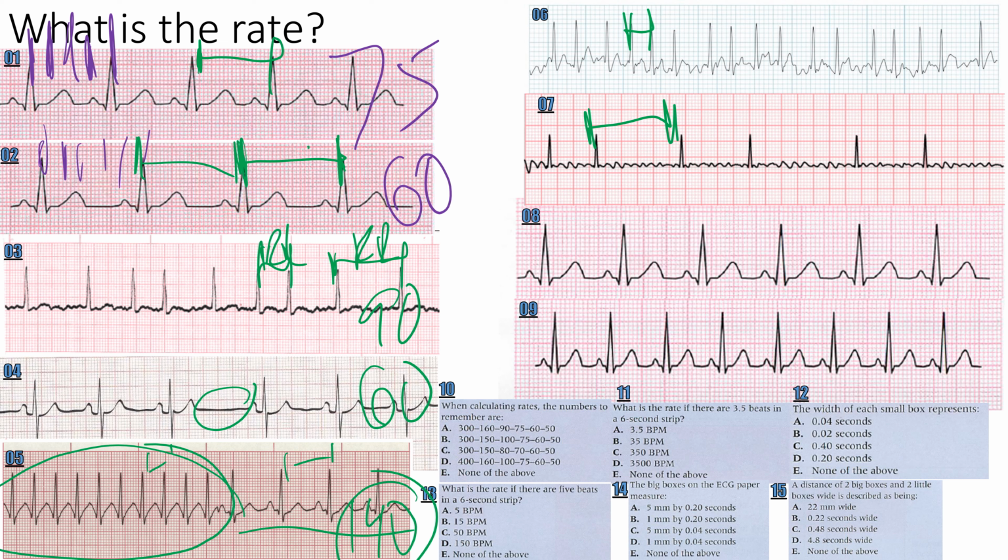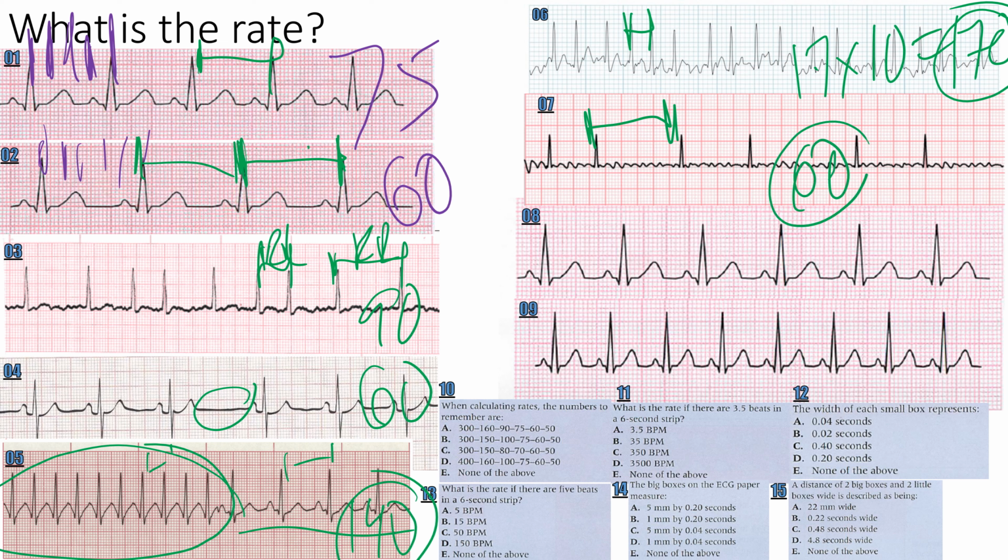Okay. Top right. What do we got? Is that irregular or regular? That's an irregular rhythm. That's a 6-second strip, we'll assume, right? And then what's the heart rate? 17 complexes times 10 is 170. That's the heart rate. Okay. And then next one, number 7, irregular or regular? That's an irregular rhythm. So how many complexes we got there? 6. So heart rate is 60.